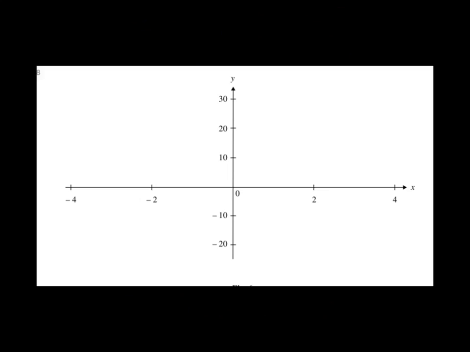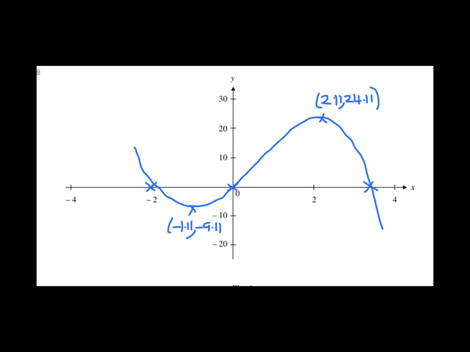To sketch the curve, I now need to bring together all of the information. It crosses the axes at (minus 2, 0), (0, 0), and (3.5, 0). It has a maximum at (2.11, 24.11) and a minimum at (minus 1.11, minus 9.11). Now we have to join these together in a smooth curve.